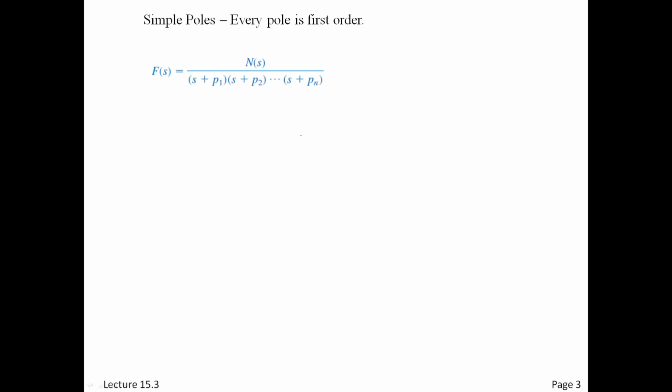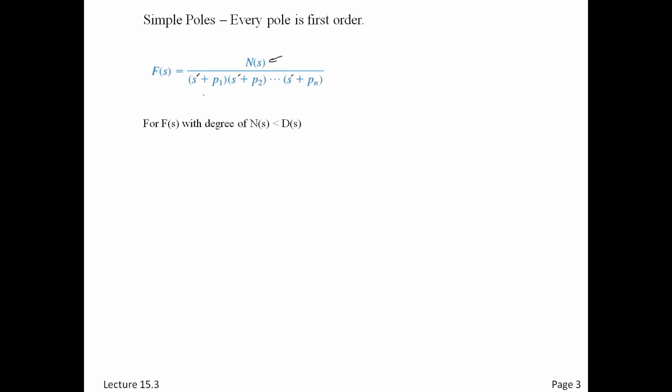This is what it would look like. We've got our F of s is N of s over D of s, only now the book has written the D of s as this product of poles. Notice the powers here are all 1, right? That would make them simple. So that means, if they're simple, none of the p_i's are equal to any of the others. So all of the p_i's have to be different from each other.